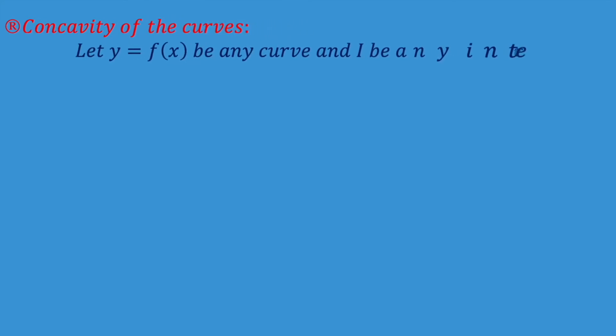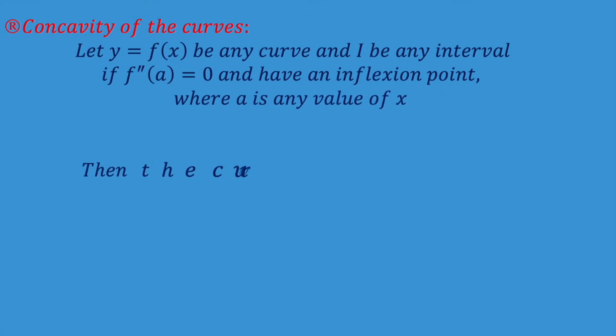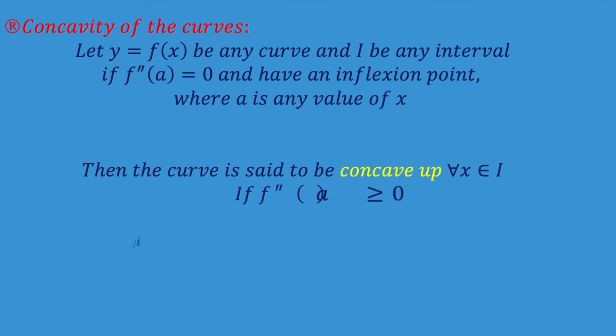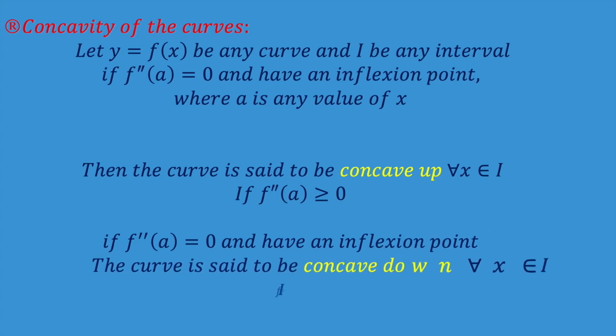Now what is the concavity of the curves? Let us say we have any curve y = f(x) on an interval I. If the double derivative is 0 and we have an inflection point where a is any value of x, then the curve is said to be concave up for all the values in the interval if the double derivative is greater than or equal to 0 at that point. And if the double derivative is negative at that point, then we call that curve concave down.